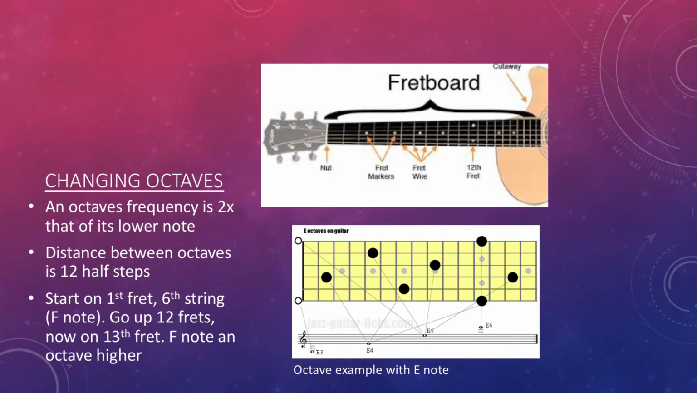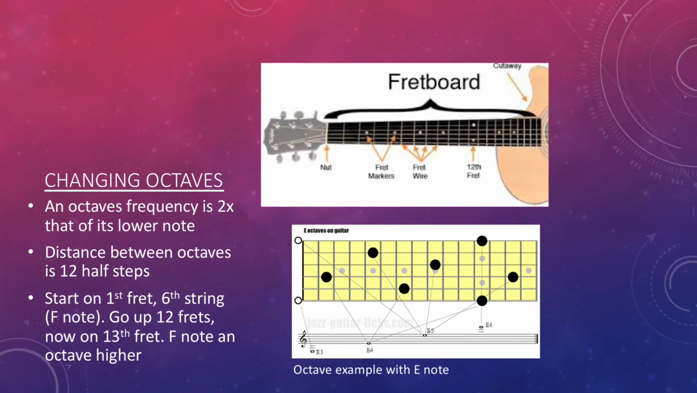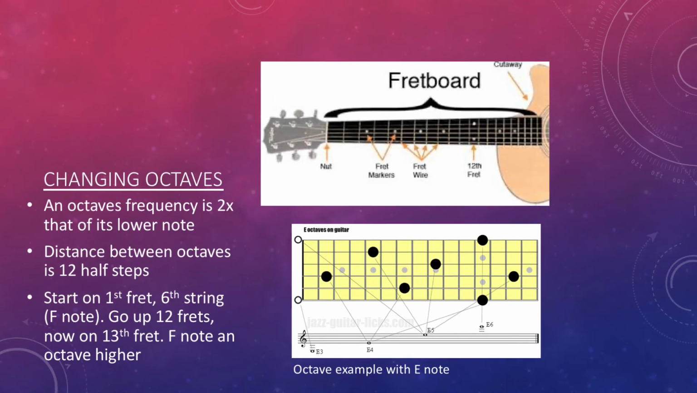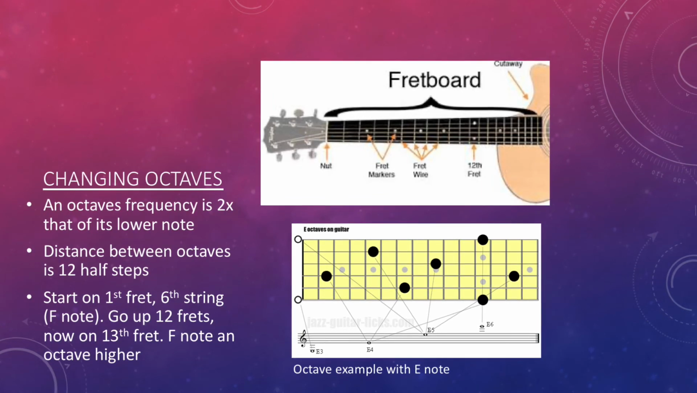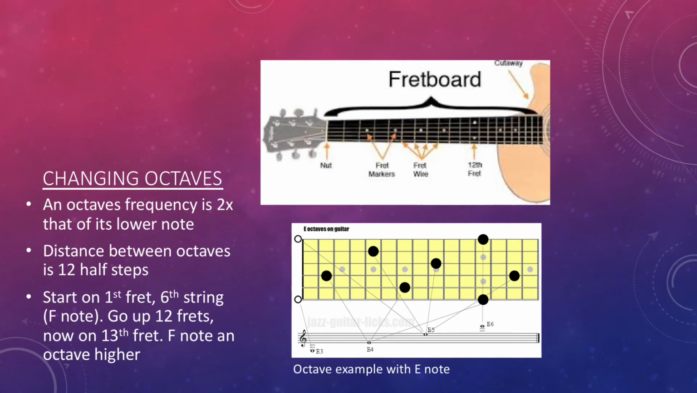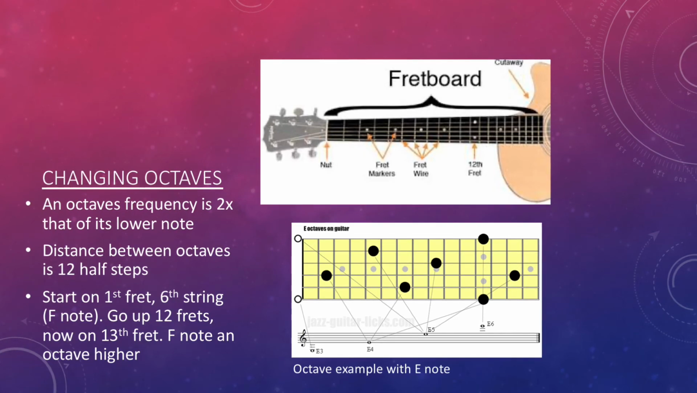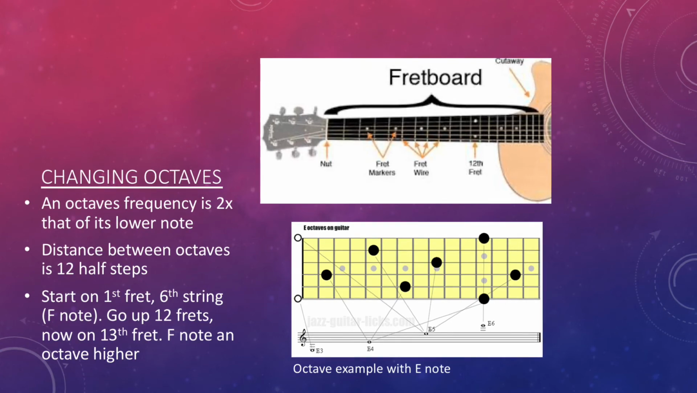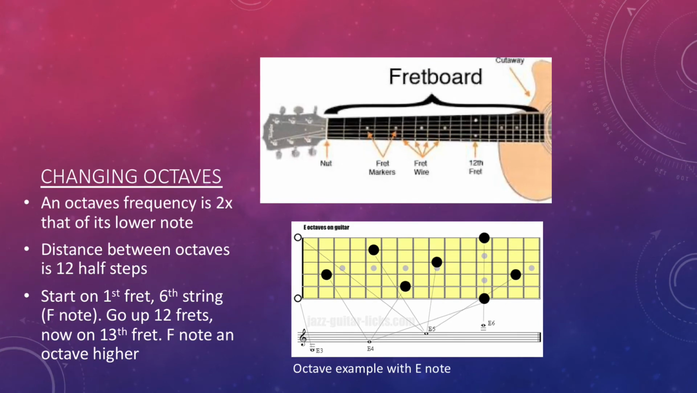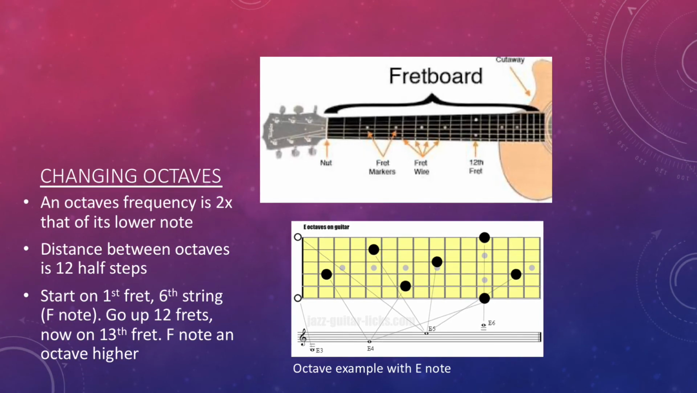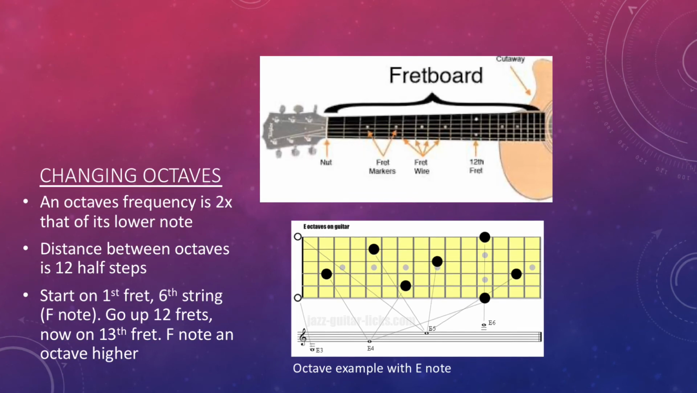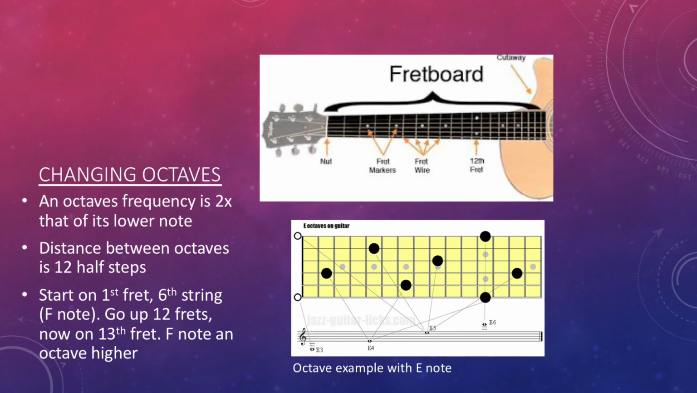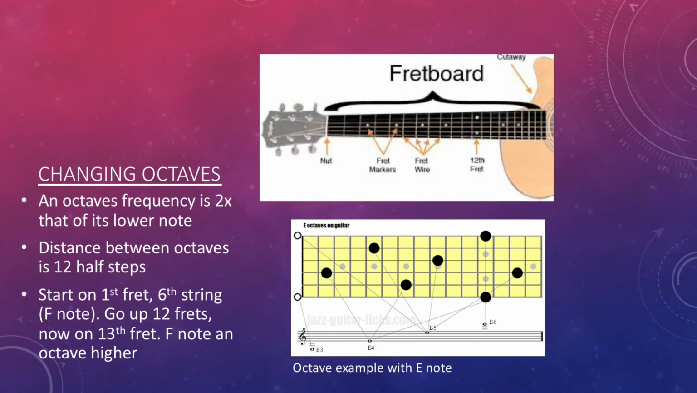When changing octaves on a guitar, we must first understand that an octave is an interval whose higher note has a frequency of vibration twice that of its lower note. An octave has a distance of 12 half steps, or 12 frets. If you're on the 1st fret, 6th string, F note, and go up 12 frets to the 13th fret, you will also hit an F note, only an octave higher. In order to go down an octave, you would just go down 12 frets.